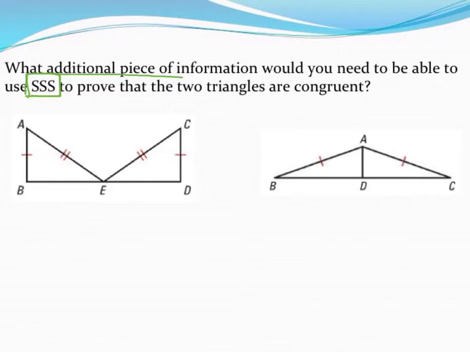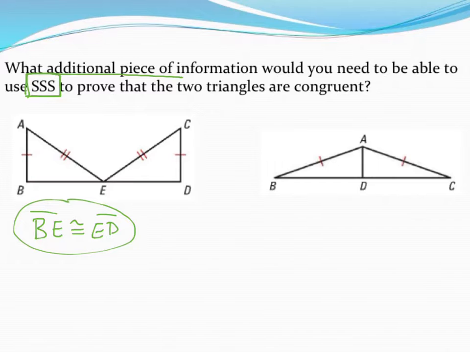Well, I can see in the first diagram that I have two sides matched up already. And so the third piece of information I would need is that third side. I would need to know that segment BE is congruent to segment ED. And again, just to clarify, I don't know this. There's no way that I can prove that, but that's the question. That's what I would need to know in order to prove these triangles are congruent by side, side, side.